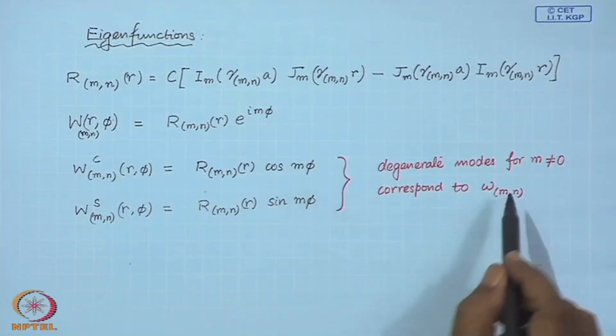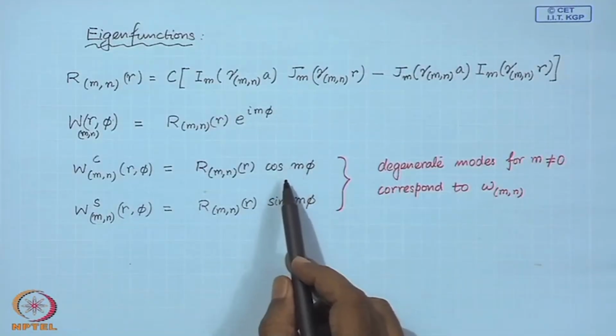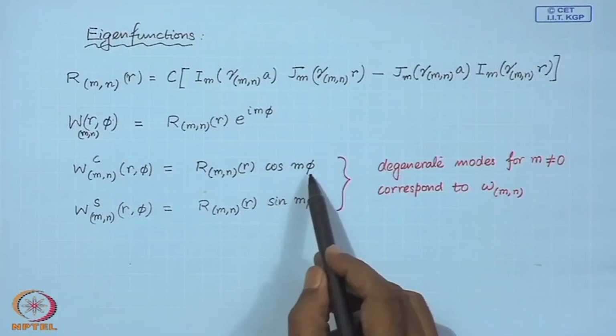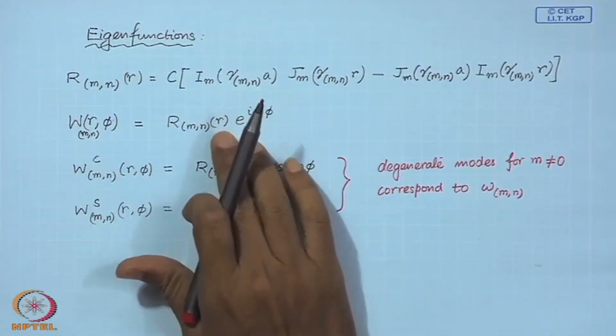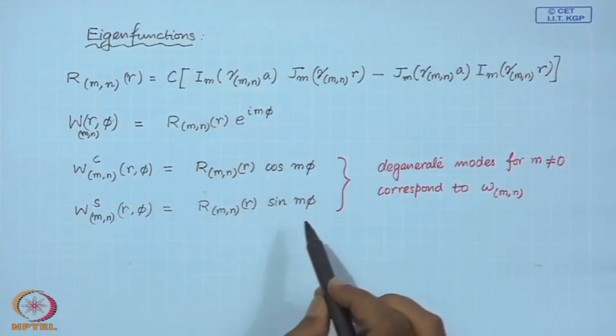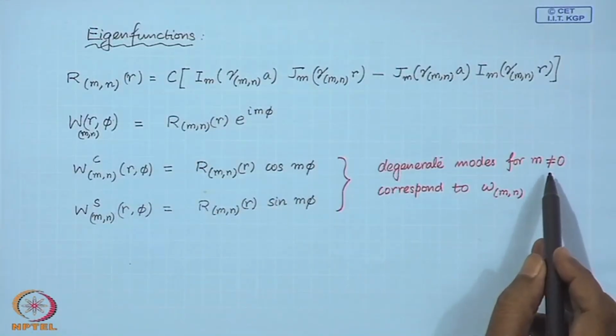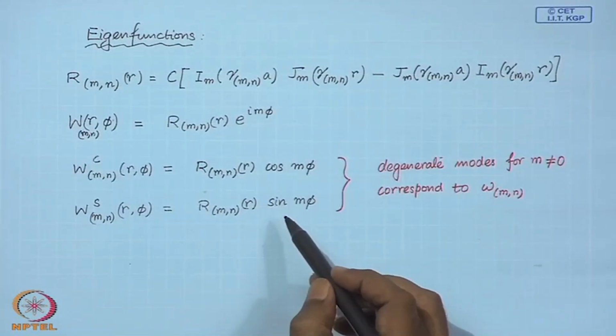So, m equal to 0 is the axisymmetric mode. If m is equal to 0, then the eigenfunction becomes only a function of r, there is no dependence on phi. So, that is the axisymmetric mode. When m is not equal to 0, then we have the unsymmetric modes.